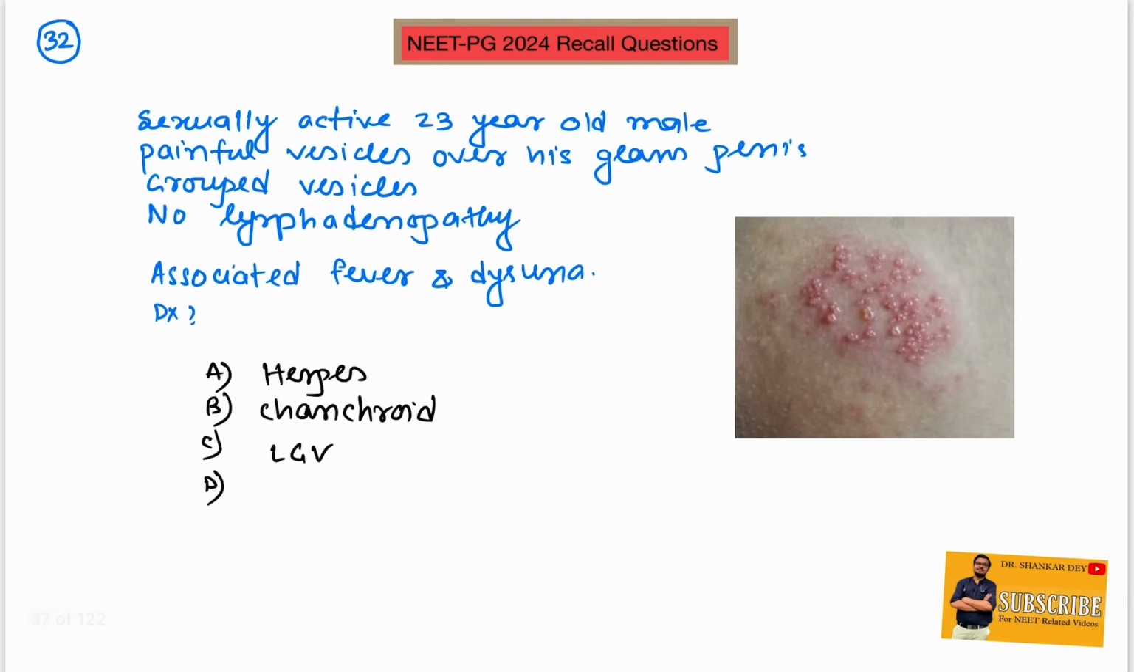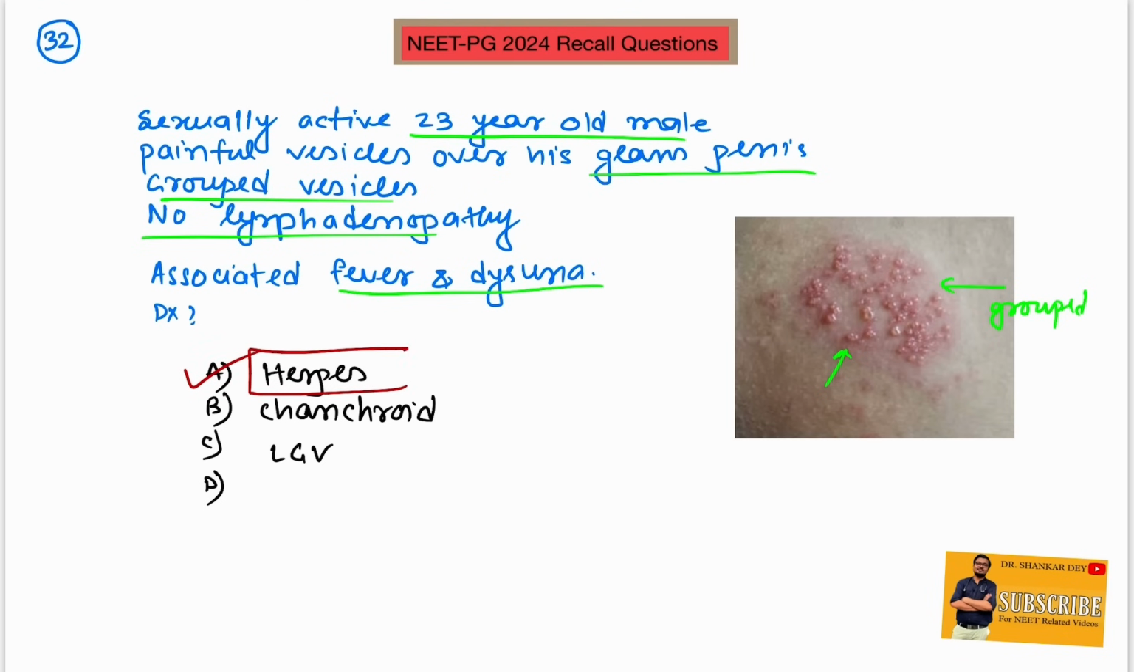Question number 32. A sexually active 23-year-old male presented with a painful ulcer. There were painful grouped vesicles over his glans penis, and there was no lymphadenopathy. There was also fever and dysuria. Fever and dysuria with grouped painful vesicles is characteristic of herpes infection. So this is genital herpes, not chancroid or lymphogranuloma venereum. This line is important: grouped vesicles, and painful.